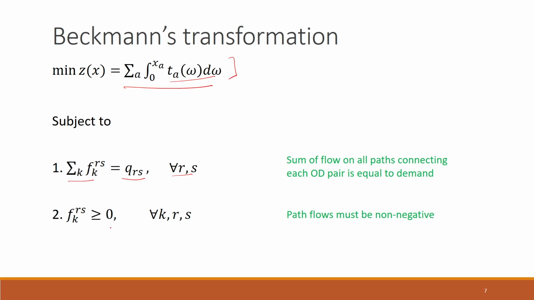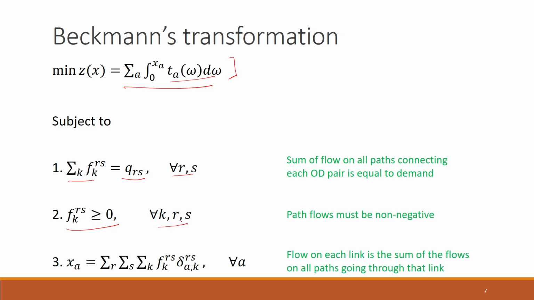So that's why f_k^rs is not known. The second constraint is that the path flows should be non-negative, so we have f_k^rs greater than or equal to 0 here, okay, for all k and rs. And then we have this constraint that x_a is equal to this summation here, where we have three summations, one going through all origins, all destinations, and then all paths k, and the term here is f_k^rs times delta_ak^rs, okay. So it is saying the flow on each link is the sum of the flows on all the paths going through that link.